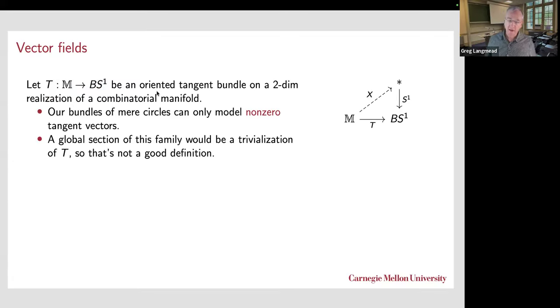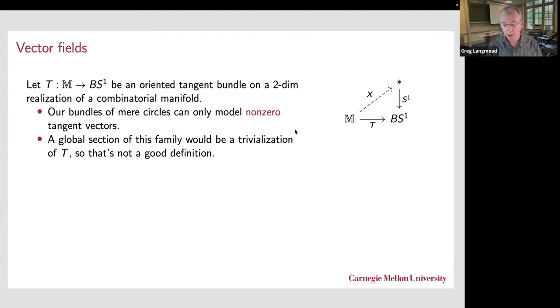Now, of course, we don't have a vector bundle with zeros in it. We have a circle. We have a non-zero vector bundle, as it were, of unit vectors only. And so if we were to have a section of this, that would be a lift of the map from BS1 to the point, to the ES1. And that would be a trivialization of the bundle, which we do not want to have or claim to have.